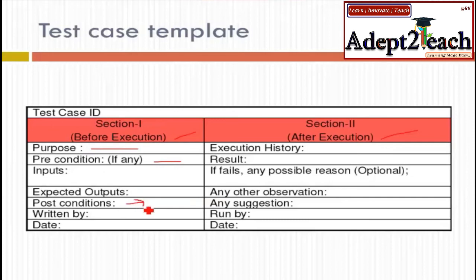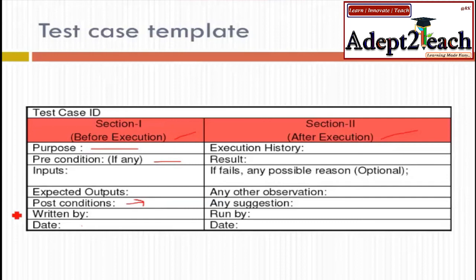Post conditions: when you gave the username and password as correct, you should be able to see your home page, and whatever are the options that are available in your home page should be visible to you. That is a post condition. This test case is written by whom and on what date? This has to be recorded. So this was prior to the execution of the test case.